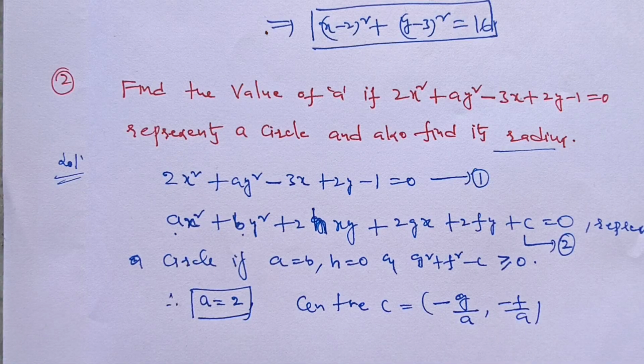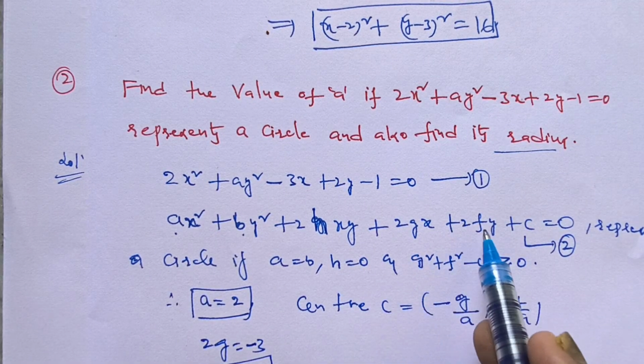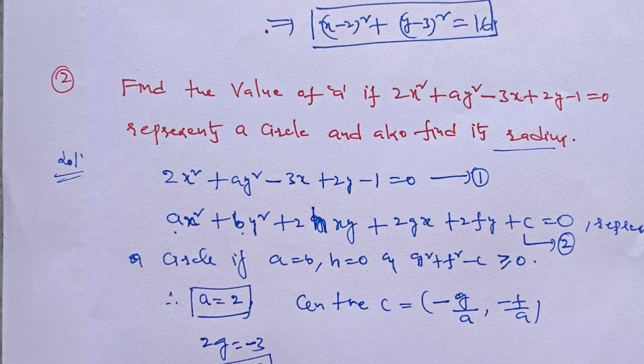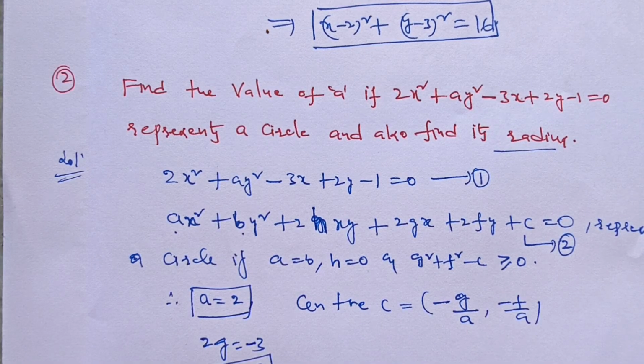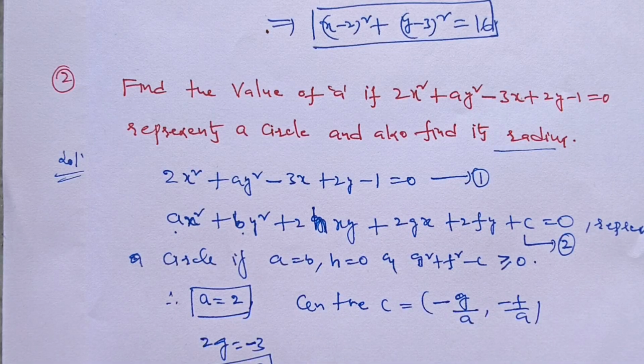So to find this, here 2g, here 2g, we're comparing these two. So 2g is equals to minus 3, g equals to minus 3 by 2. Like that, comparing y coefficients here. So 2f is equals to 2, f equals to 2 by 2, that is equals to 1. Okay, and c equals to here minus 1. C equals to minus 1.